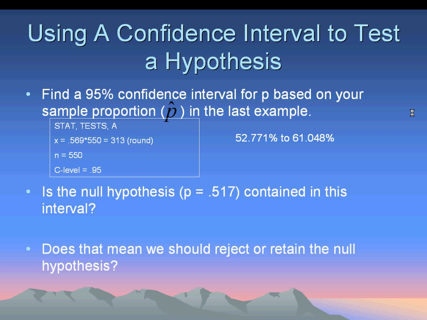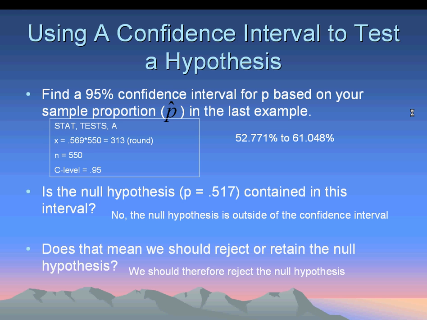61.048%. Is the null hypothesis, 51.7%, contained in this interval? No, the null hypothesis is outside this interval. It's actually smaller than this interval. So does that mean we should reject or retain the null hypothesis? That means we should reject the null hypothesis because it's not contained in this interval.